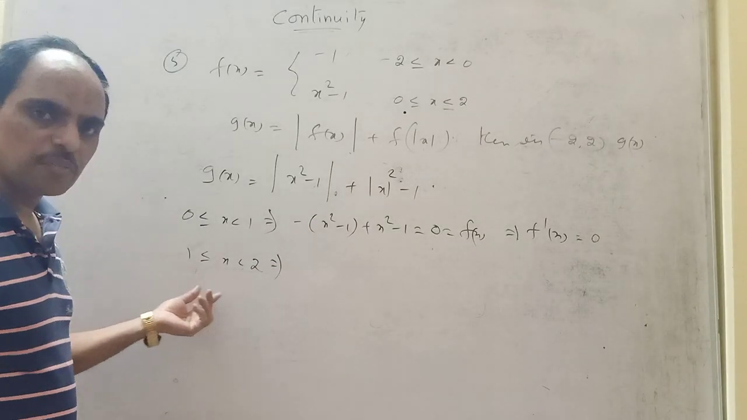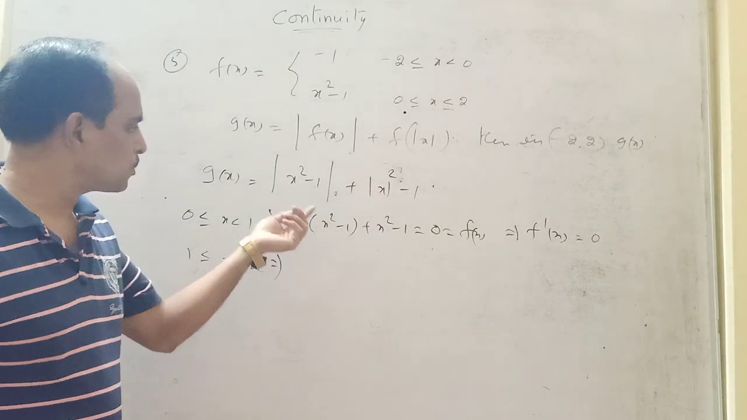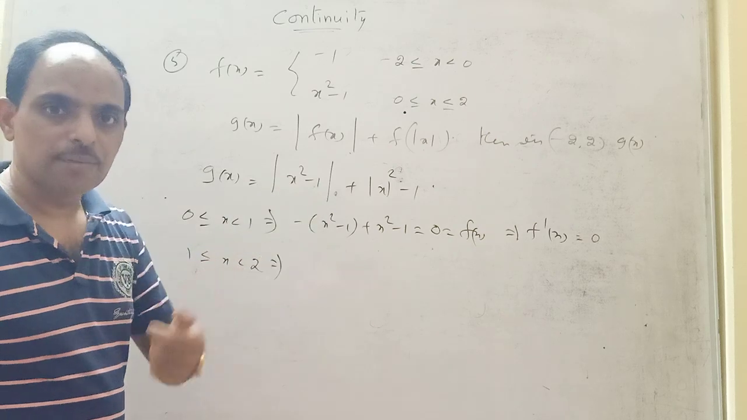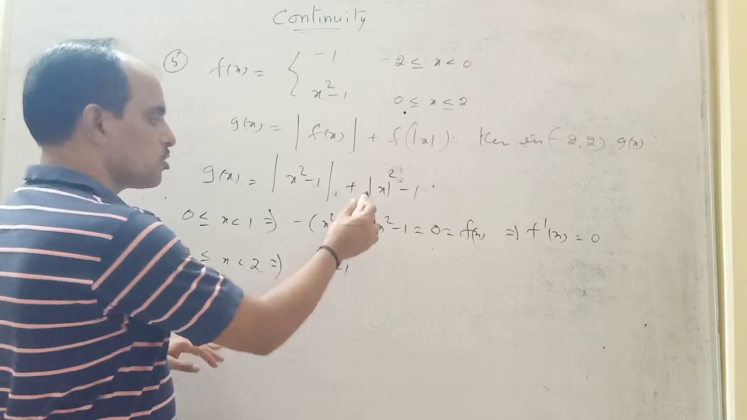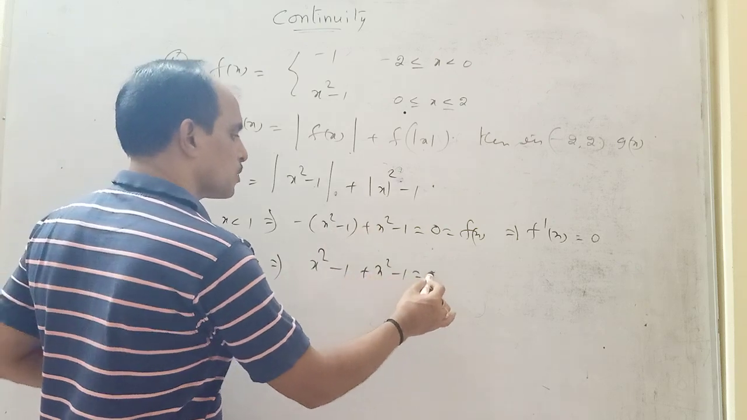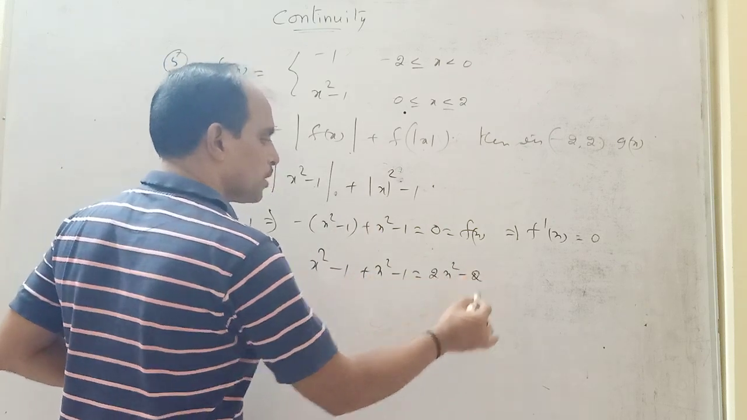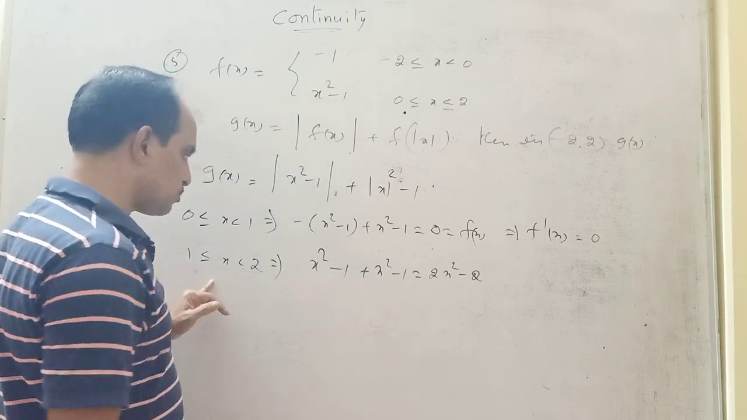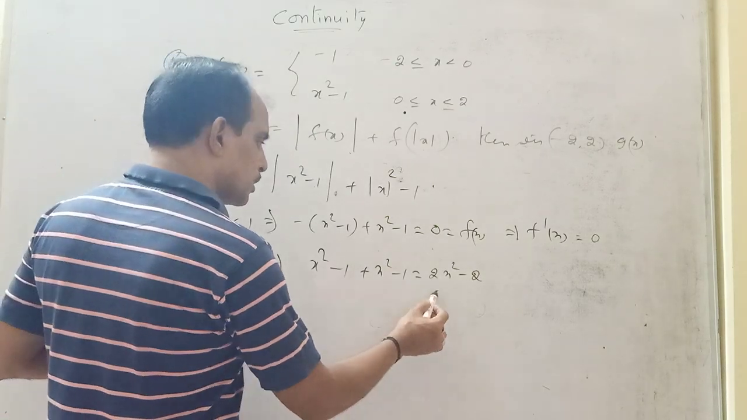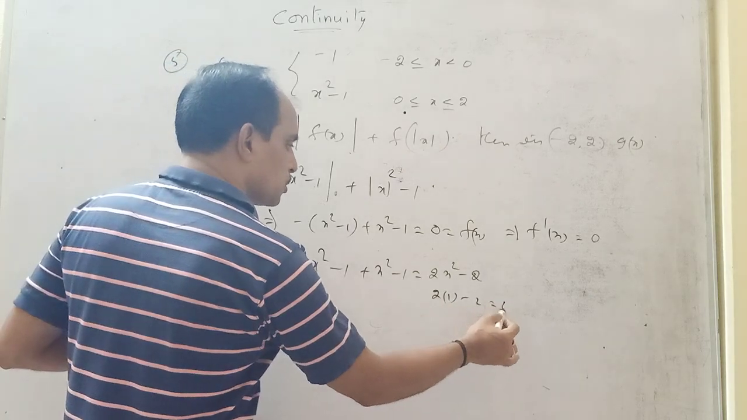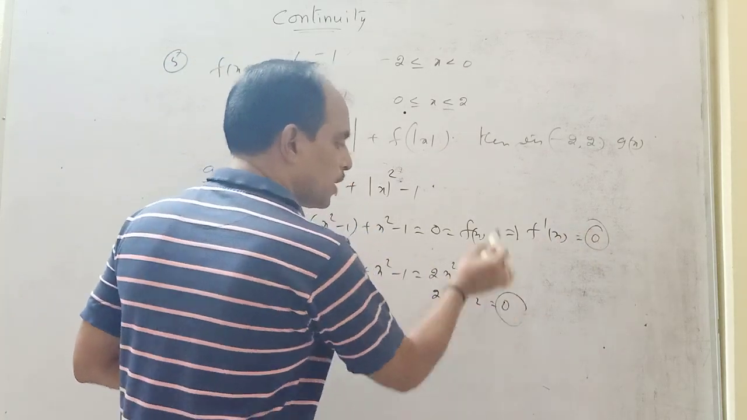Now in between 1 to 2. You take any value in between 1 to 2. Suppose 1.1, 1.2. 1.1 square minus 1, you will get a positive value. So I am going to write this one as x square minus 1. And this is also plus x square minus 1. So you will get 2x square minus 2. When x is equal to, I am going to take it 1. Now that is 2 into 1 minus 2. That is also 0. So here is 0 and here is 0.